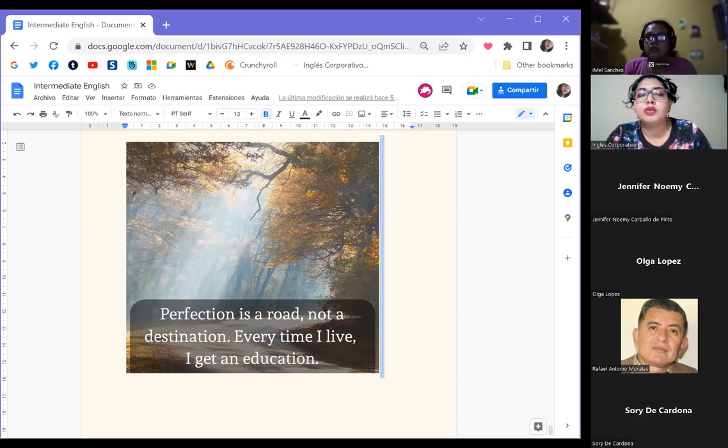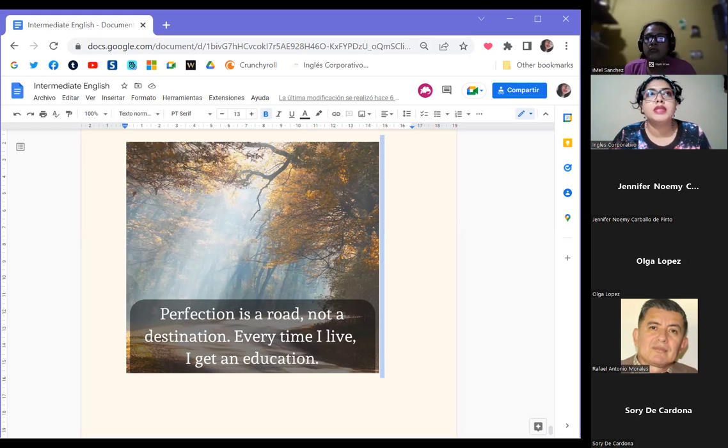Because in this case, we are not going to end our actions, or stop learning when we achieve some of our goals. Remember that we have a lot of things that we wanted to do, and we have a long time to perform all of the actions. So the perfection is in the road. You need to enjoy all the process.